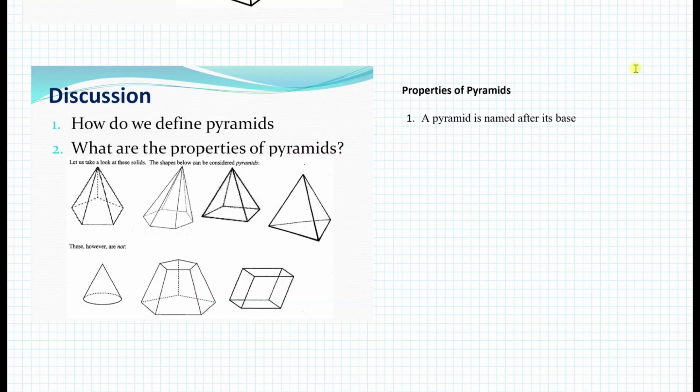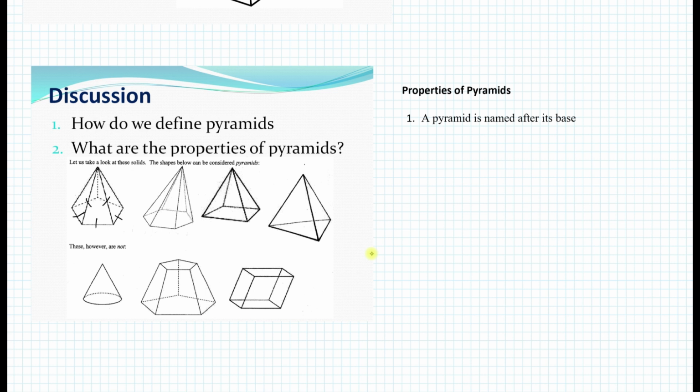Okay, so now that we have defined pyramid, let's discuss the properties. So first of all, a pyramid is named after its base. So it's very similar to what we have learned with prisms. For example, if you look at the first one, the first pyramid is called a pentagonal pyramid. However, we want to add a few more details since we know that this pentagon, or the base, is a regular pentagon. Maybe we can add the word regular pentagonal pyramid.